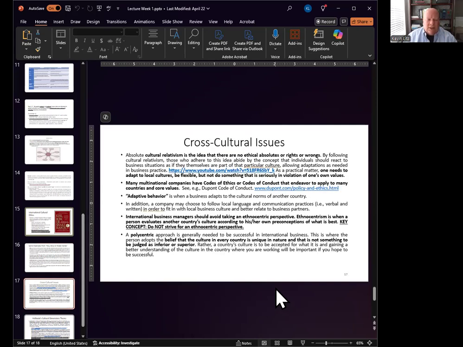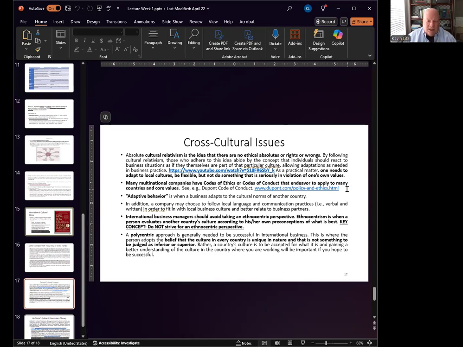I'm going to let you look at cross-cultural issues, but there's a concept called cultural relativism. Oh, I can't even say it. Basically, it's the idea that there is no ethical right and wrong. I'm not telling you what to do in life, but in business, we don't believe that either. But this is an interesting video to watch on this in the business context.